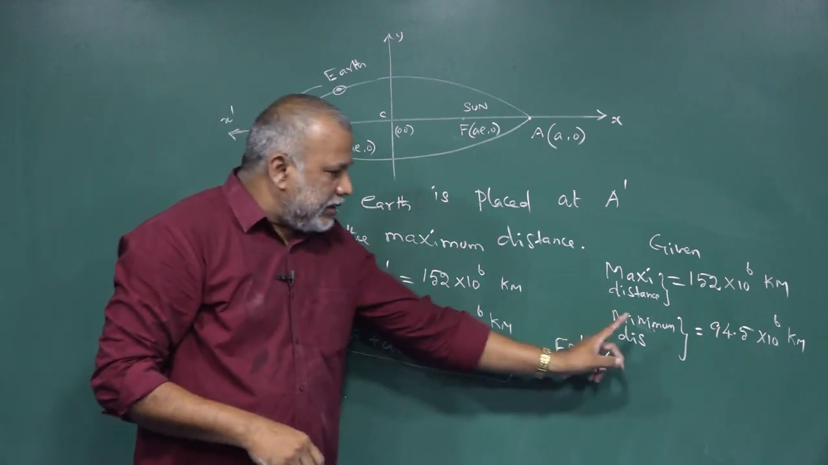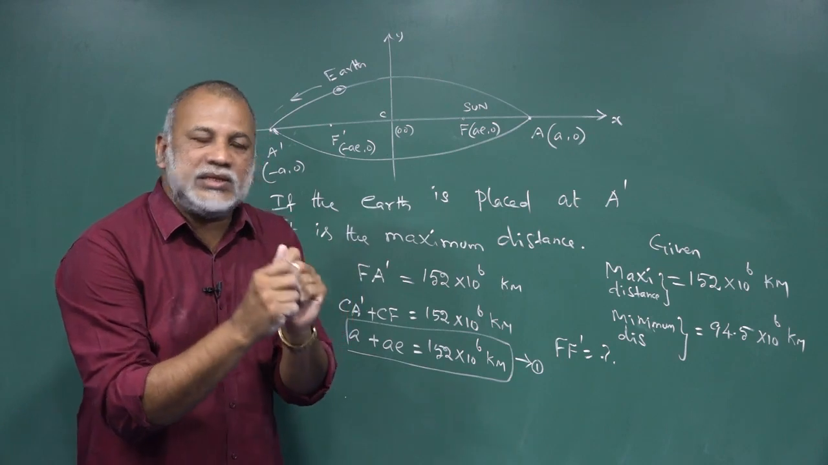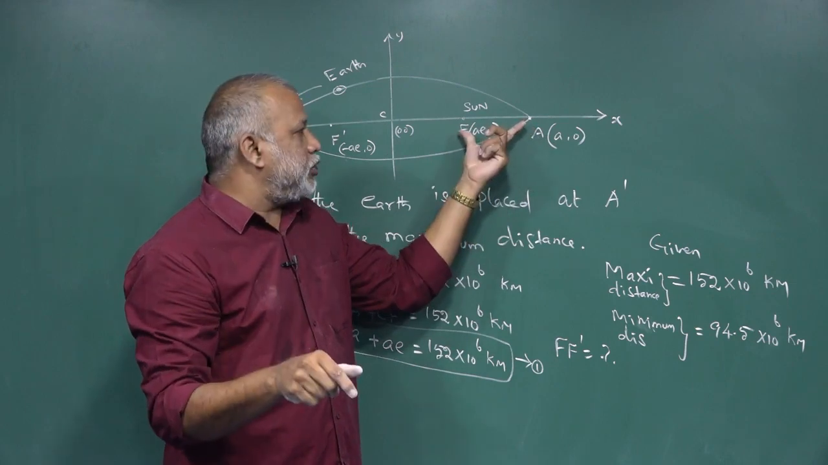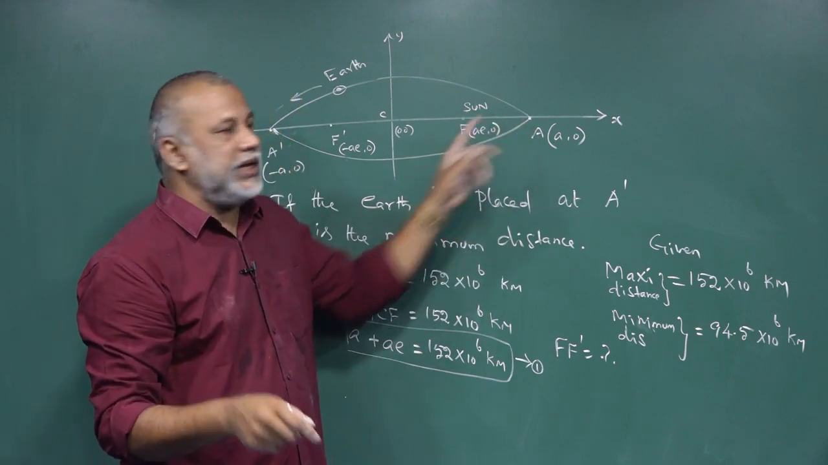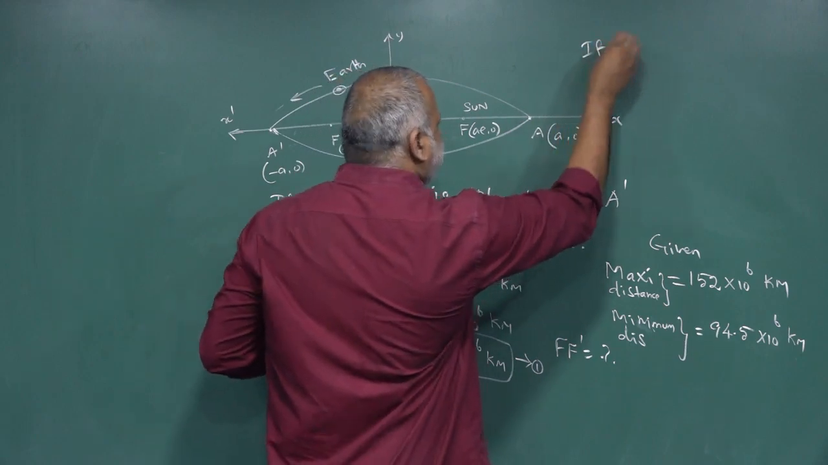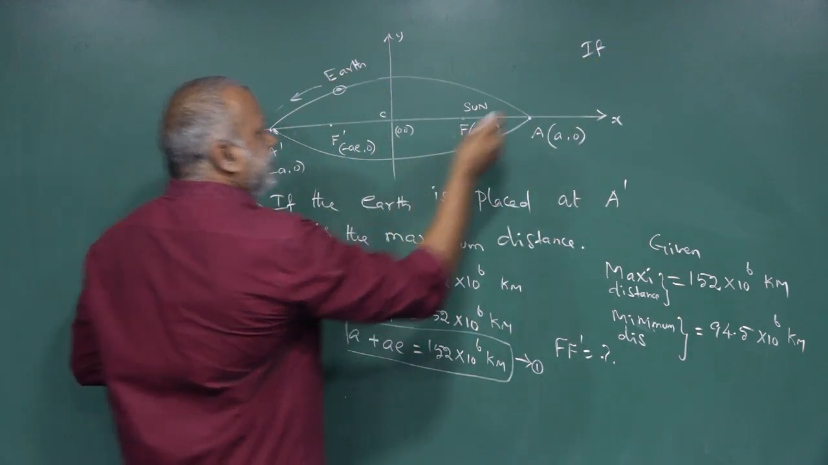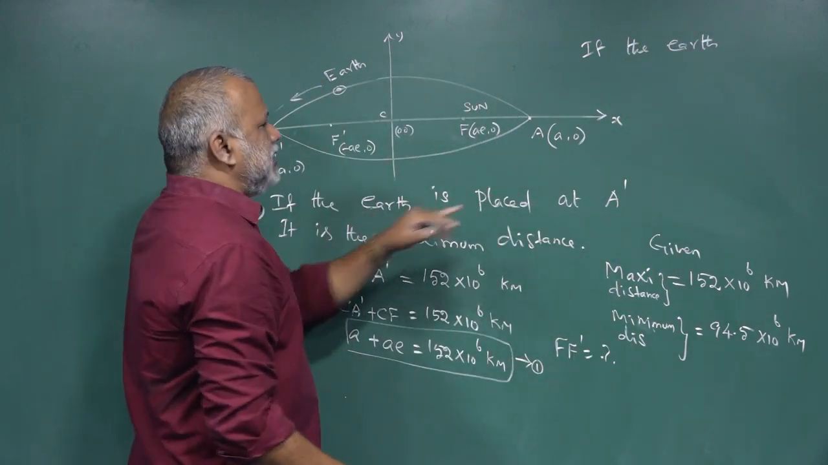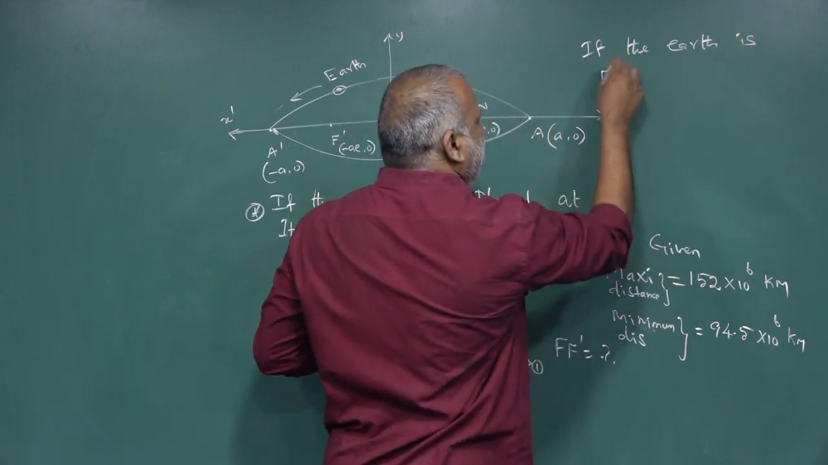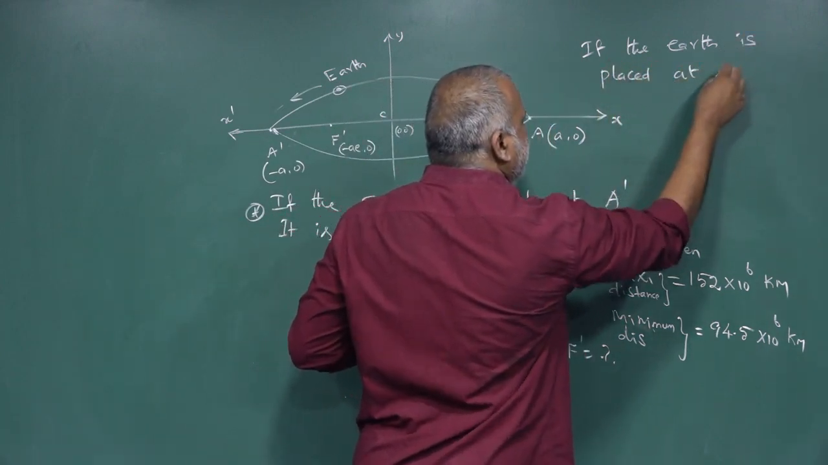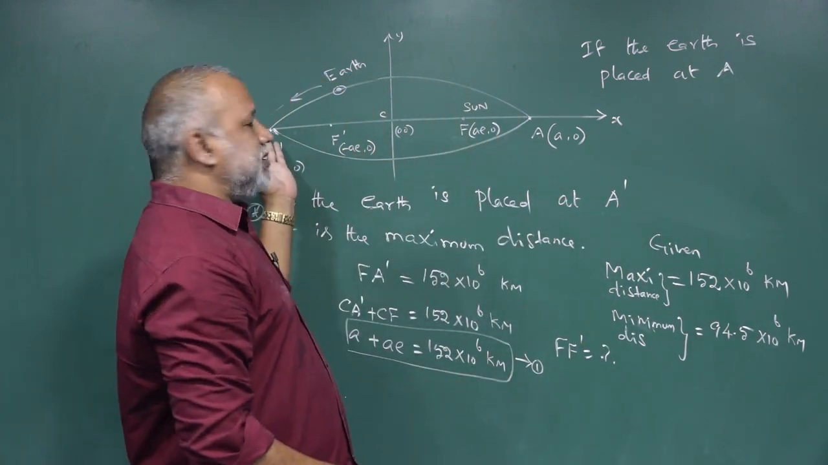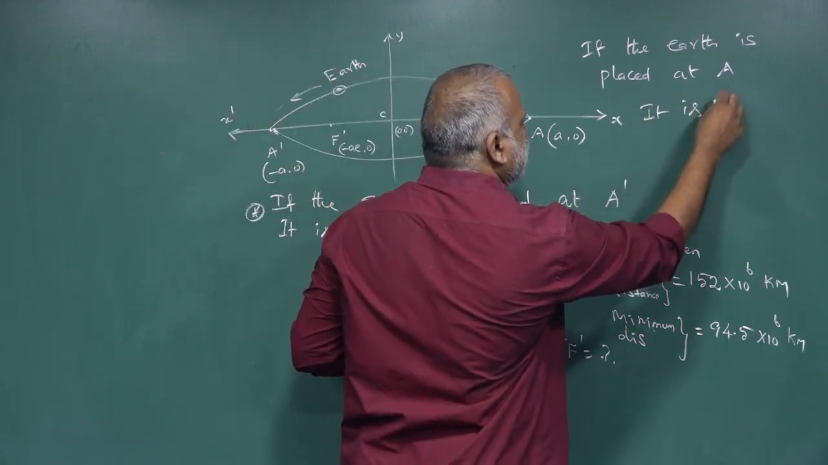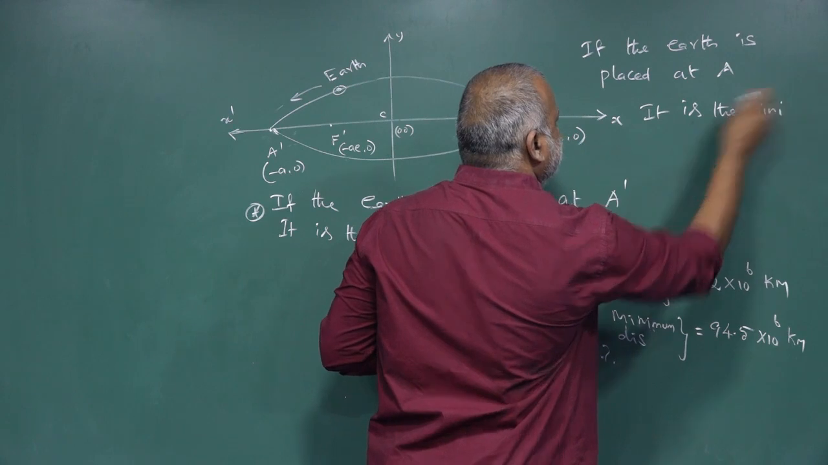See the second data, minimum distance. When we get the minimum distance, if the earth revolving around the sun coincides at A, then it should be the minimum distance from the sun to the earth. Therefore, make a sentence: if the earth is placed at A, see here A dash is the maximum, if the earth is placed at A, it is the minimum distance.